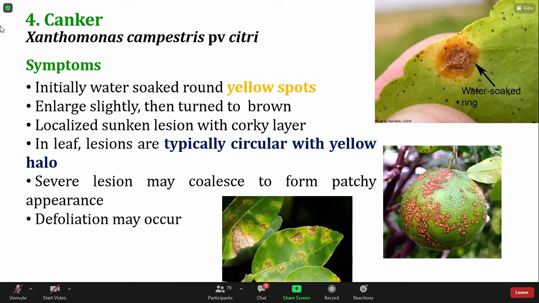In that, scab, you have to compare scab and canker, right? The localized sunken lesion with corky layer. In leaf, lesions are typically circular with yellow halo. Severe lesions may collapse to form patchy appearance. You see here, single spots join together to form a patchy appearance. And the defoliation may occur.